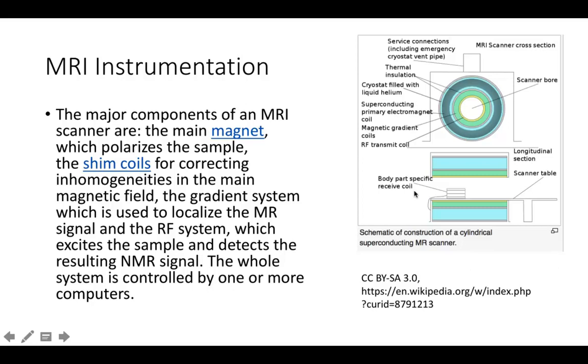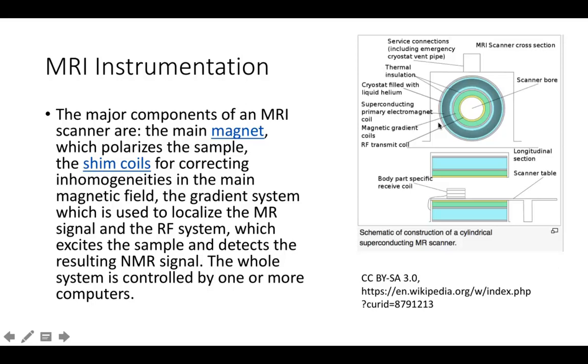So here's an overview of MRI instrumentation. The major components include the main magnet. The main magnet basically applies a strong magnetic field to the body and polarizes all of the magnetically susceptible molecules in the body. So it sort of sets the state for magnetizing the tissue.